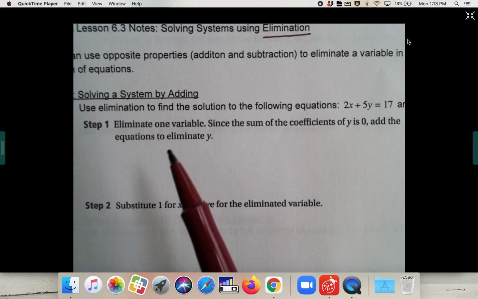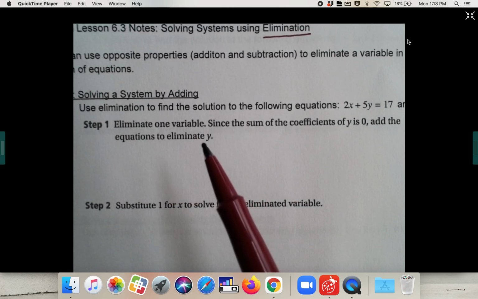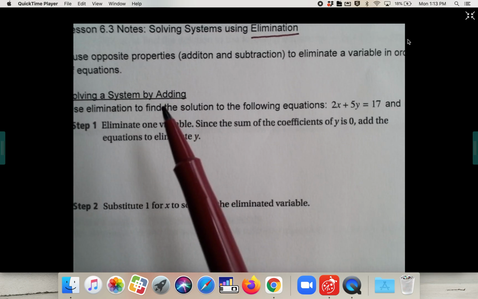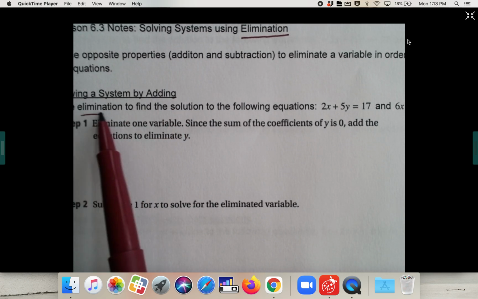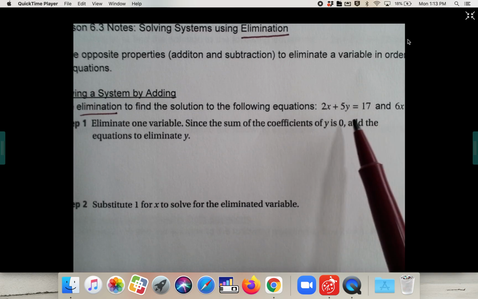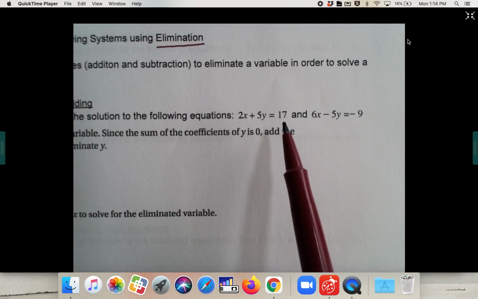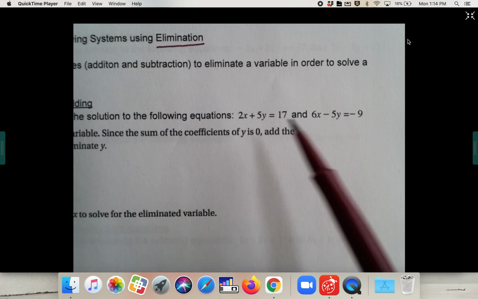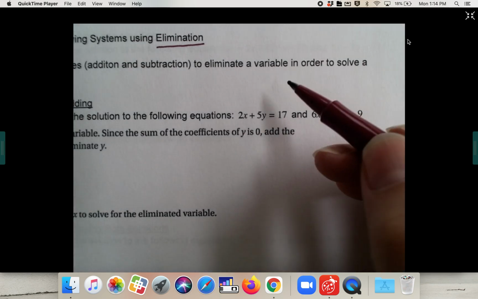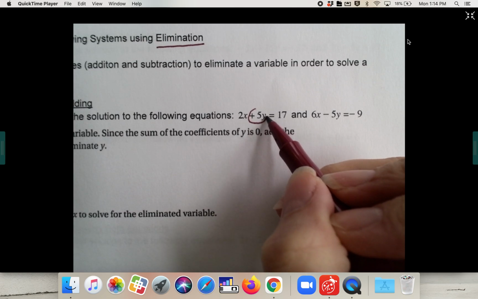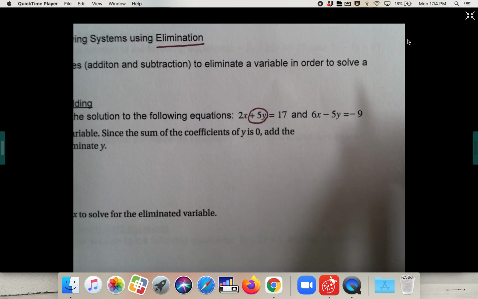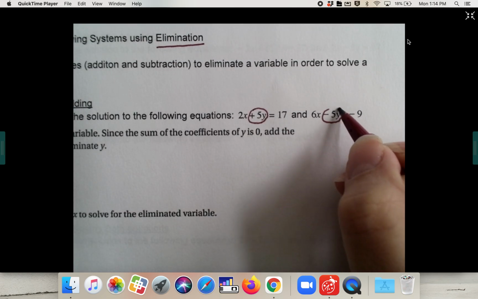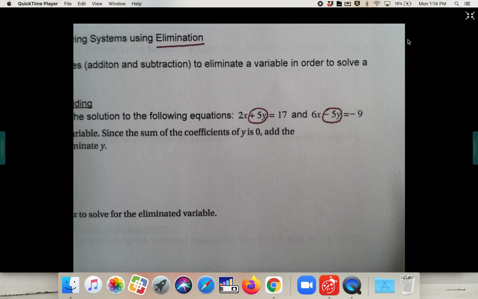So part one says solve a system using adding. We're going to use elimination to find the solution to these two equations: 2x plus 5y equals 17 and 6x minus 5y equals negative 9. What I want you to notice is we've got a plus 5y in one equation and a minus 5y in the other equation.